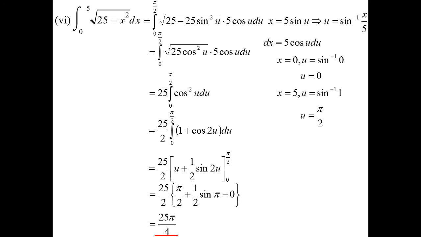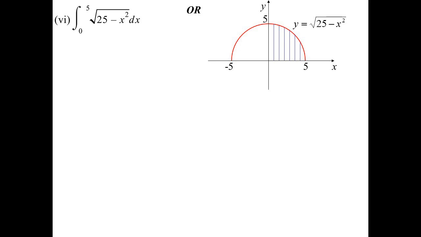Okay, not a bad substitution. Here's another one. Hang on a sec. Square root of 25 minus x squared. I know that shape. It's a semicircle. And I'm just integrating from 0 to 5. So it's just the area of a quarter of a circle. Oh, there you go, 25 pi on 4.